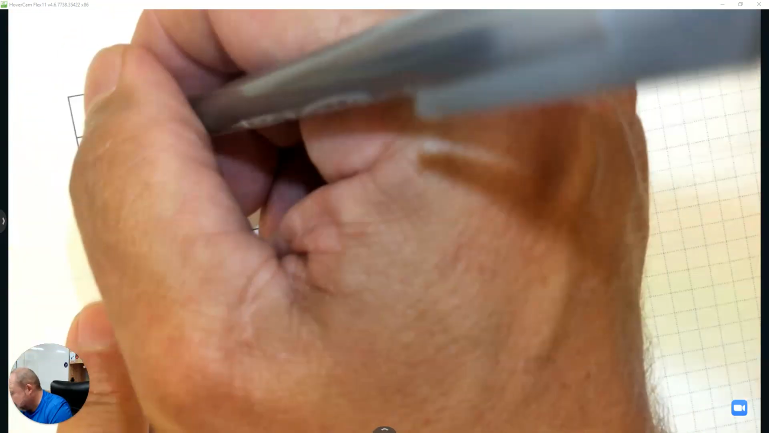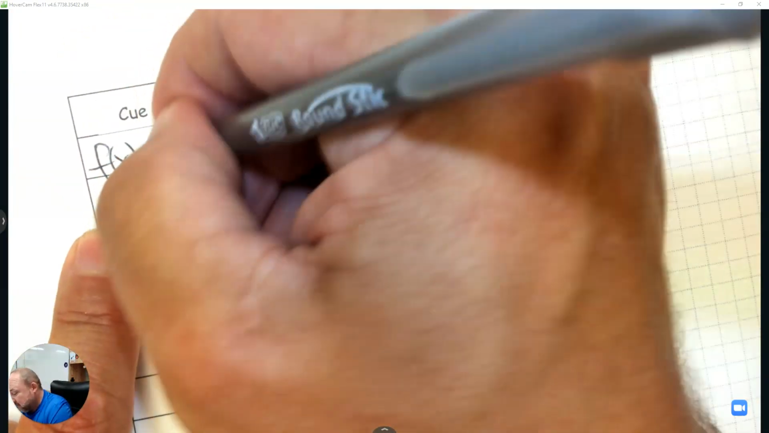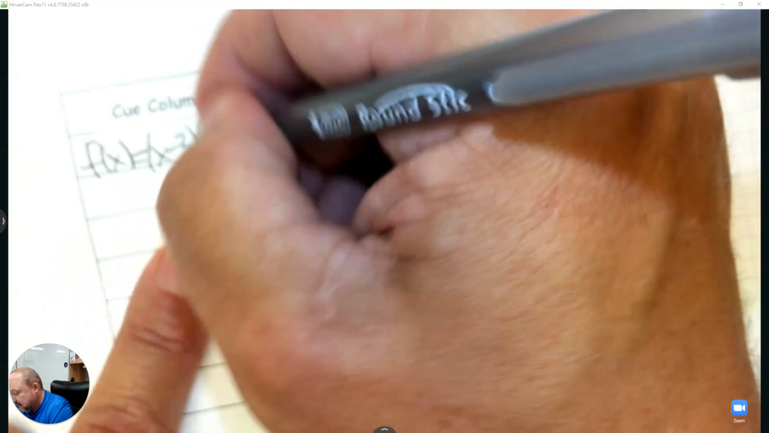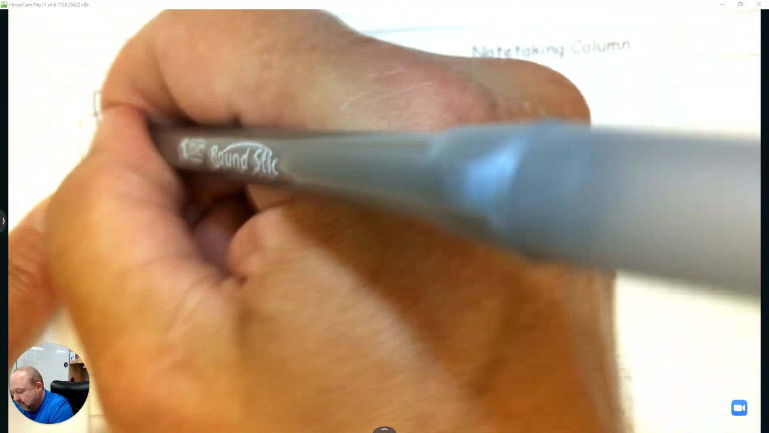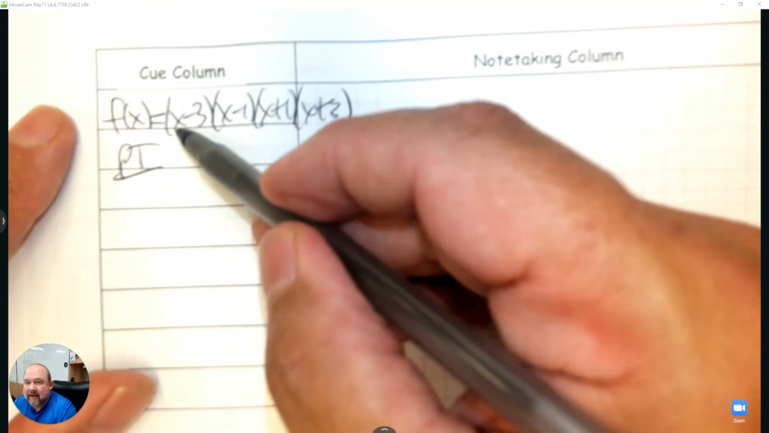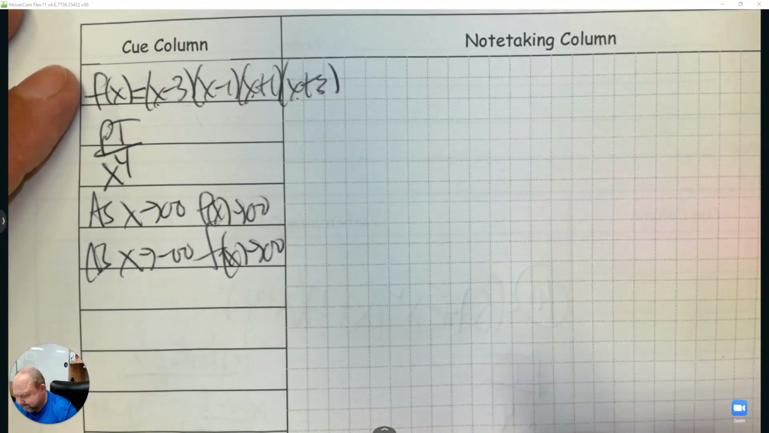I'm going to save some room here. So, this is the one, x minus 3, x minus 1, x plus 1, x plus 3. So I'm going to do it in the margin as much as I can. So the power term, if I go x times x times x times x, add the exponents, it's x to the fourth. So the right end is going up and the left end is going up. So both ends go up with a positive power term and an even exponent.